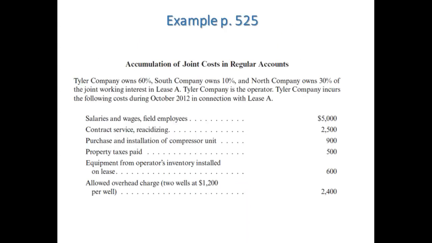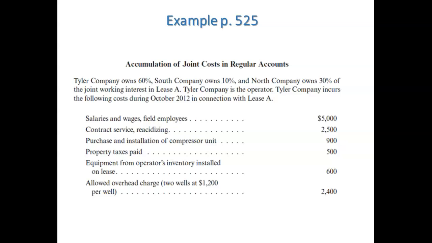So our first example is on page 525. Tyler Company owns 60%, South Company owns 10%, and North Company owns 30% of the joint working interest in Lease A. Tyler Company is the operator. As you can see, Tyler owns the highest percentage. Tyler Company incurs the following costs during October 2012 in connection with Lease A.